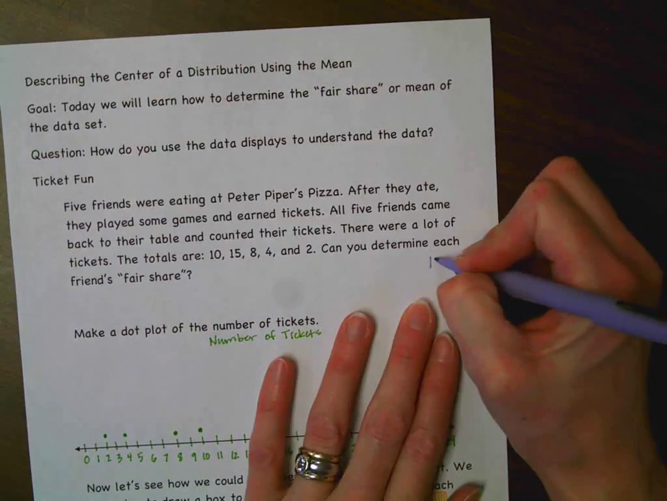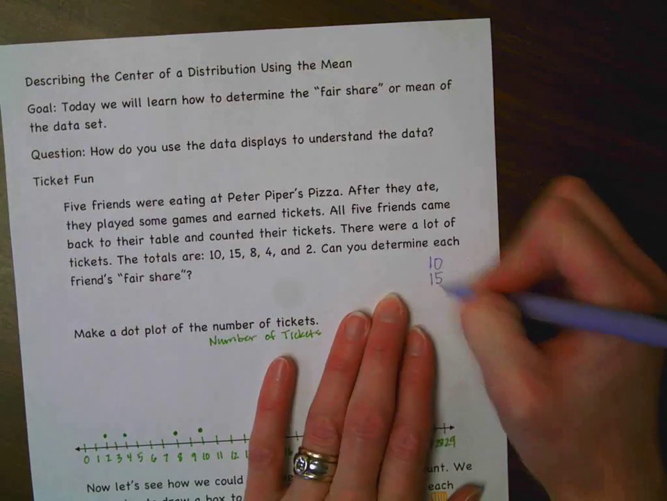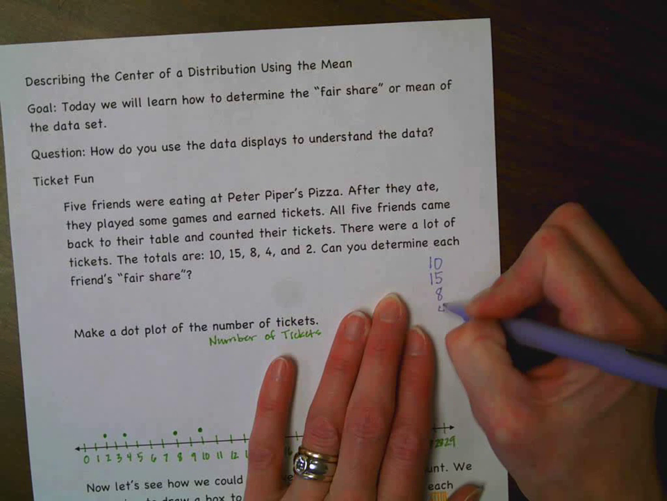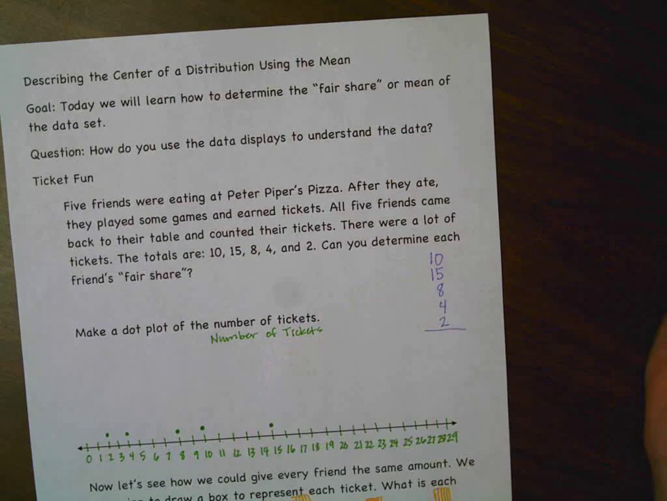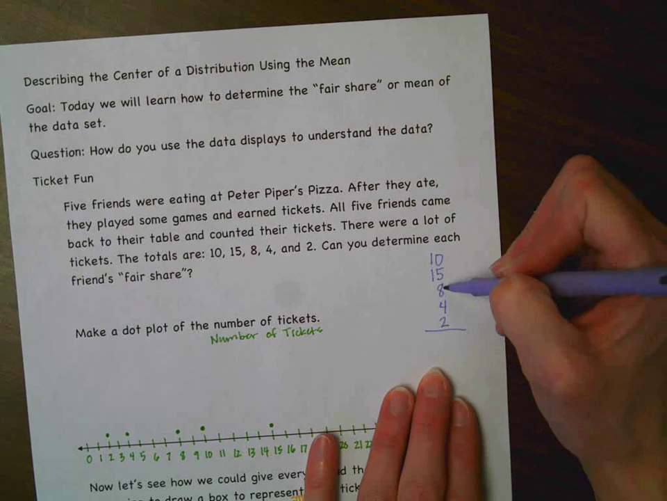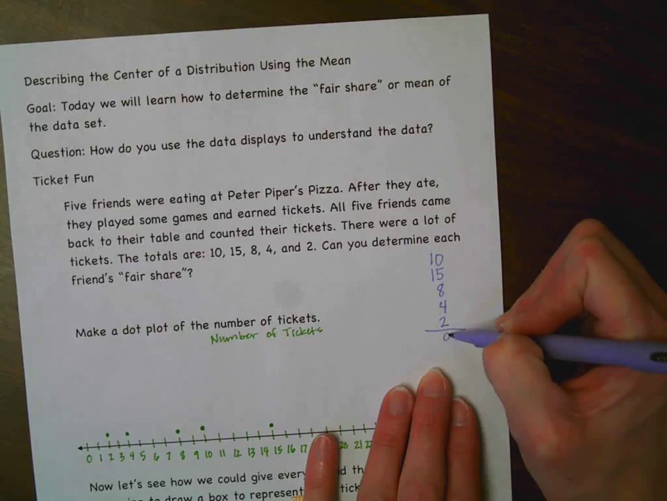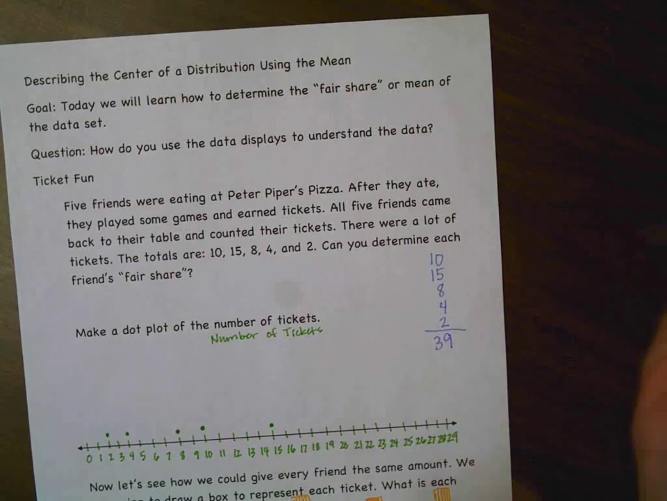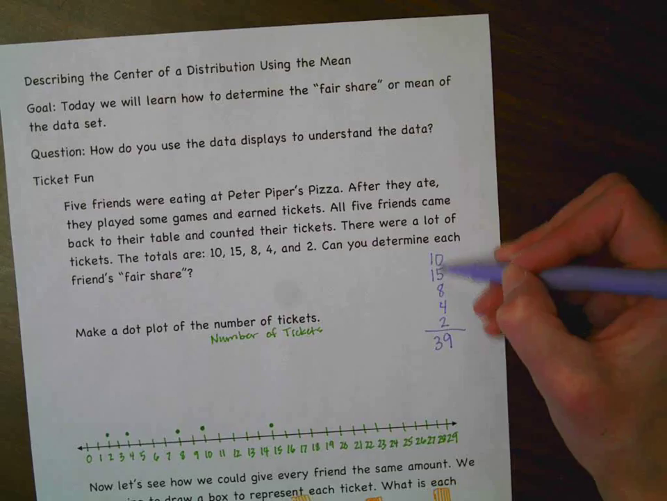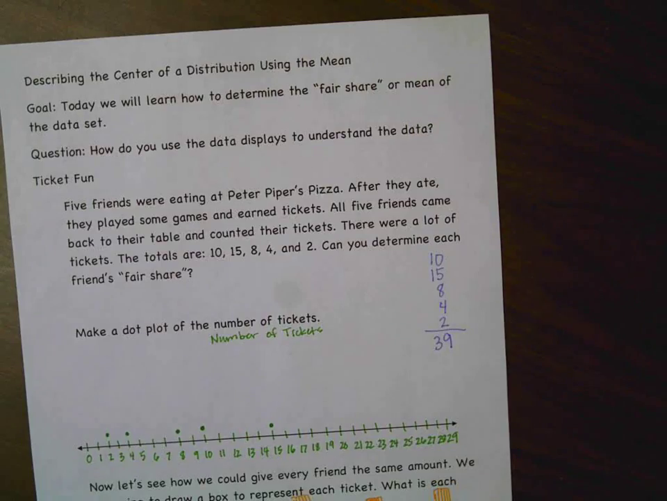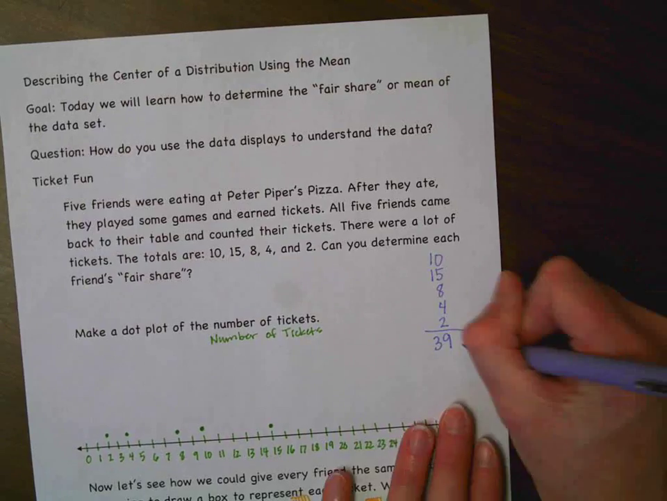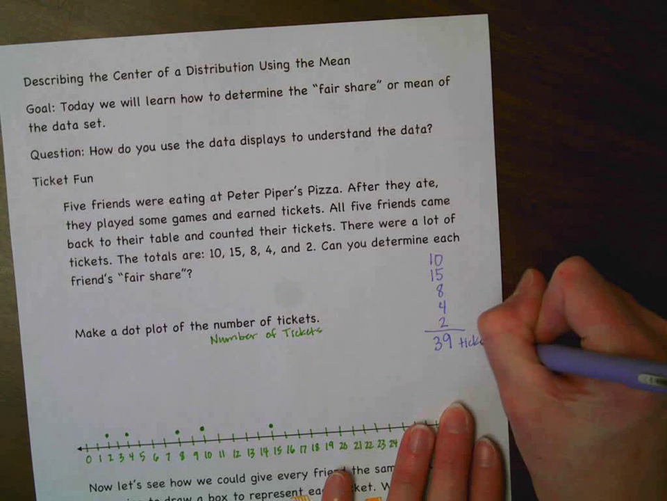You have learned in the previous school years that if you take all of your data, so 10 plus 15 plus 8 plus 4 and plus 2, and you add it all together, so right here you have 10 plus 9, so that's 19, regroup the 1, so that's 39. So we have 25, 26, 27, 28, 29, 30, 31, 32, 33, 34, 35, 36, 37, 38, 39. So that is 39 total tickets, right?